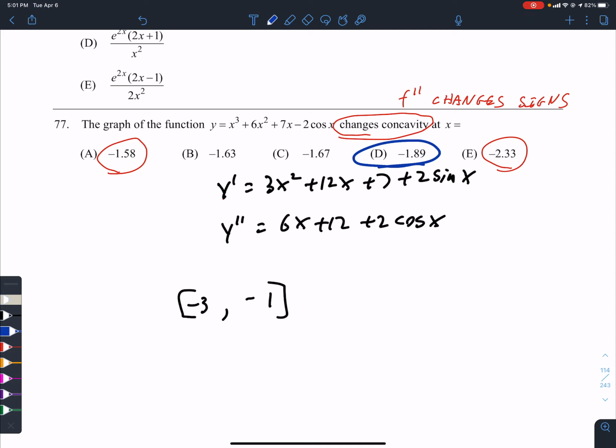Now, like I said, it's a lot easier having your calculator do that for you. You could have taken the second derivative, plugged that in, and graphed that, but you take the chance of making a mistake on the second derivative. So that's my advice for that one.